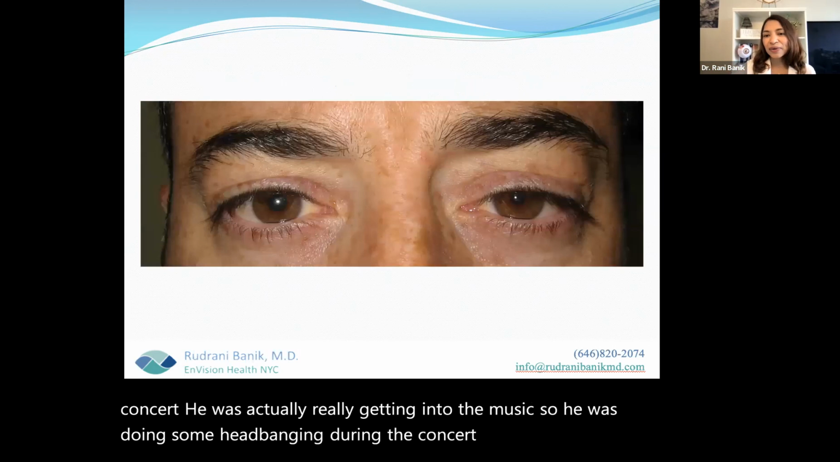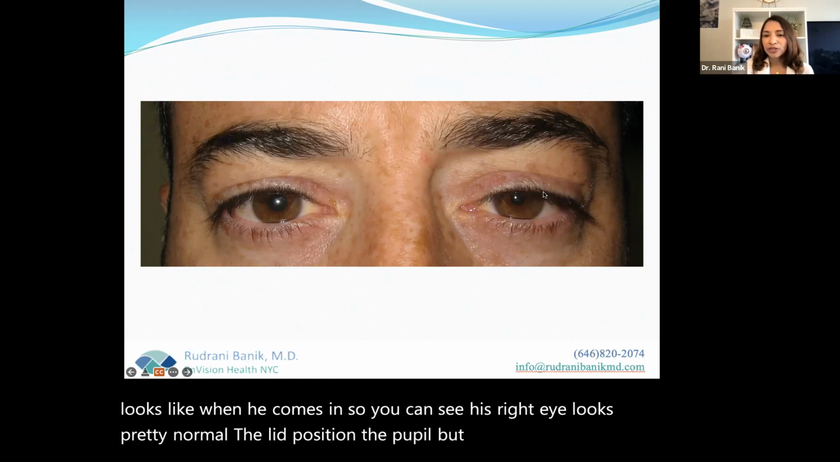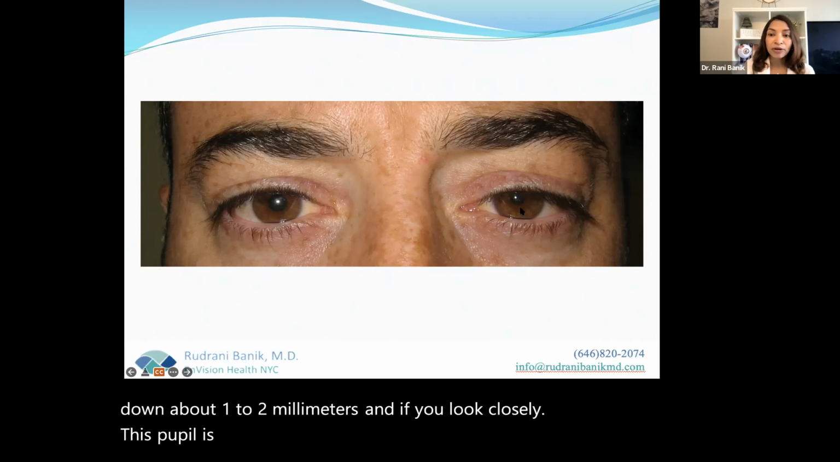So this is what he looks like when he comes in. You can see his right eye looks pretty normal, the lid position, the pupil, but here his lid is down about 1 to 2 millimeters. And if you look closely, this pupil is myotic. It's the smaller pupil here. So what are you worried about?